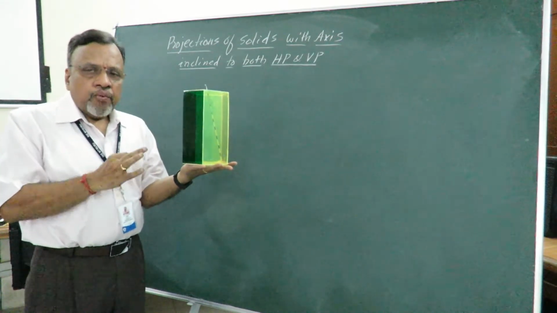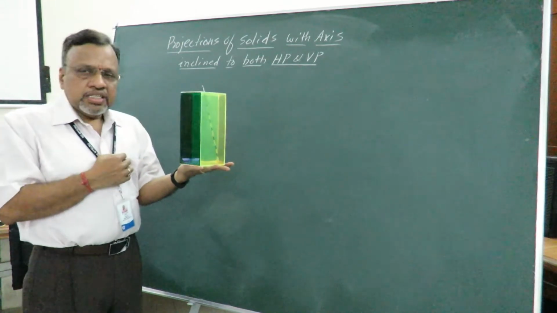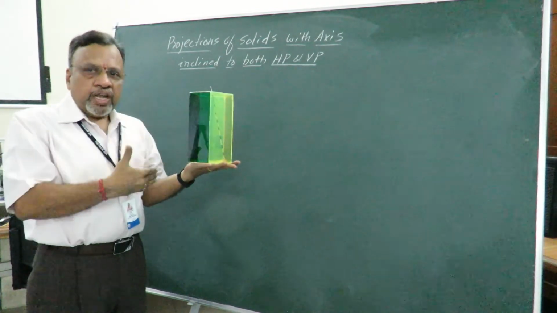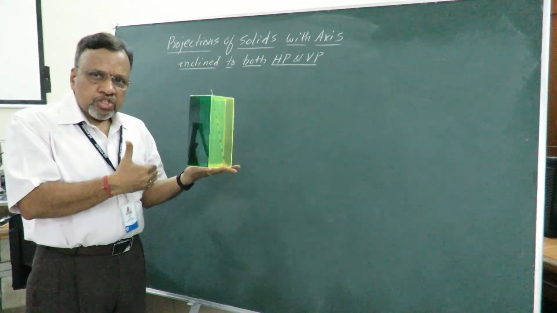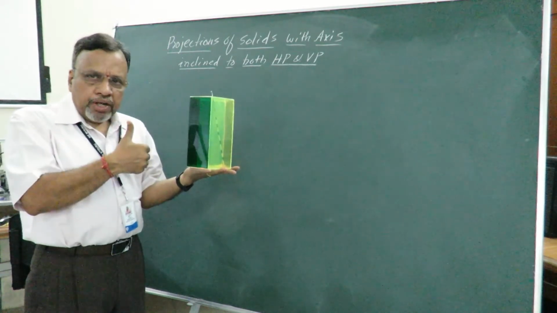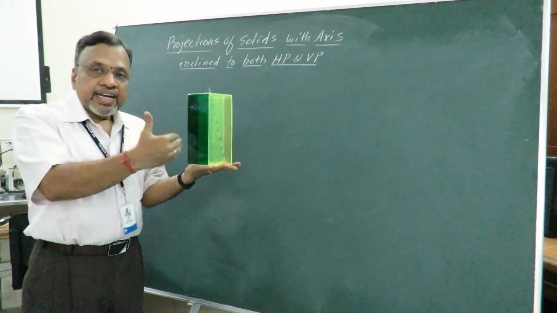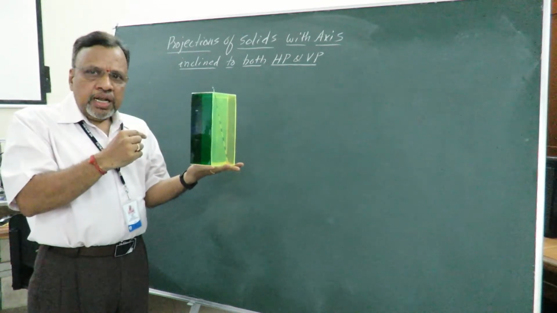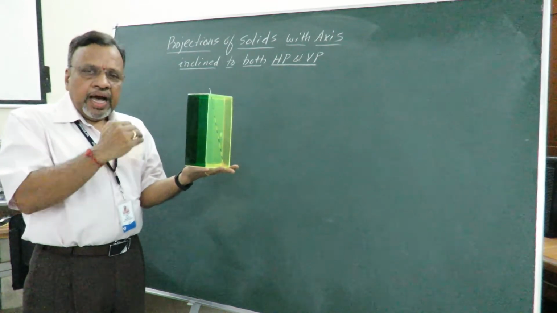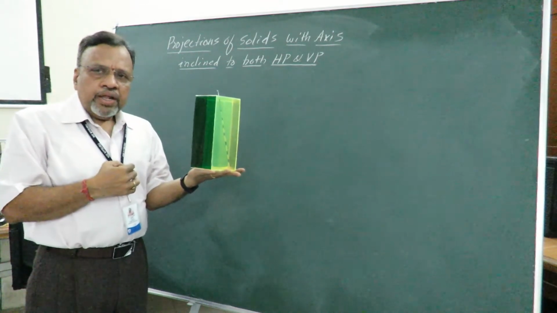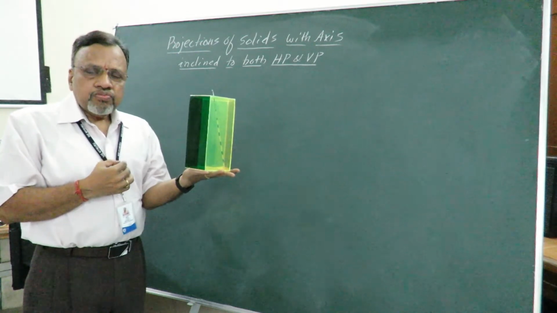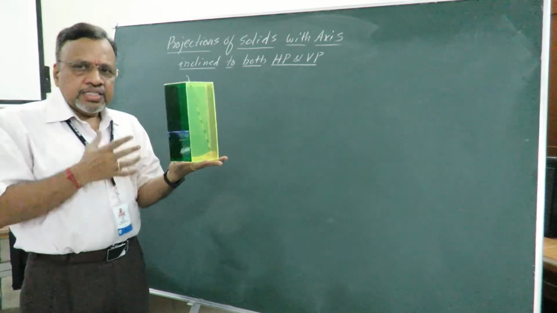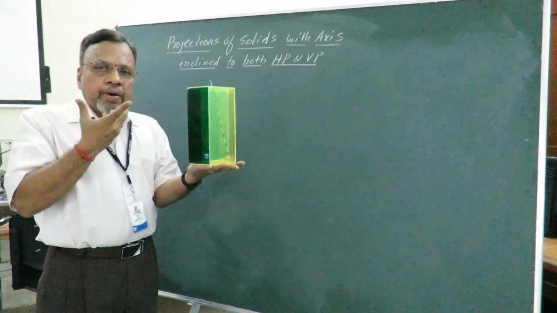So remember, whenever we have a problem wherein the axis is inclined to both the planes, that can be achieved in three stages. Stage 1, simple position. What do we mean by simple position? That is, axis is perpendicular to one plane and parallel to other. Second stage. In the second stage, I can say axis is inclined to one plane and still it is parallel to other. And in the last stage, the axis becomes inclined to both reference planes. Okay, now let us consider this particular case wherein the axis is inclined to HP and parallel to VP.